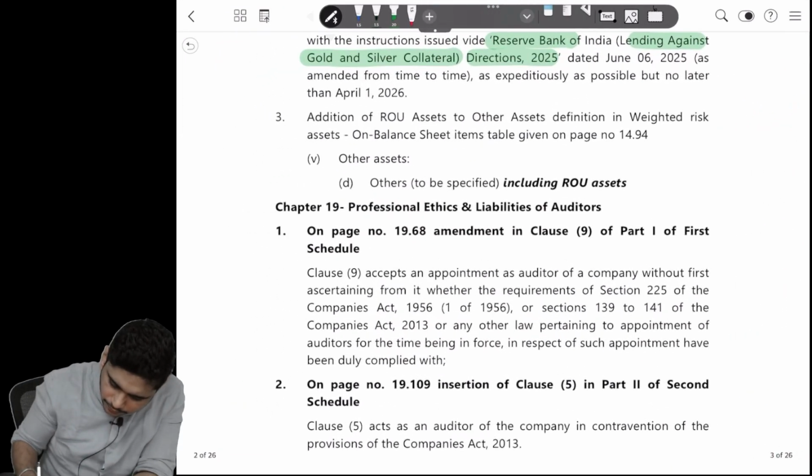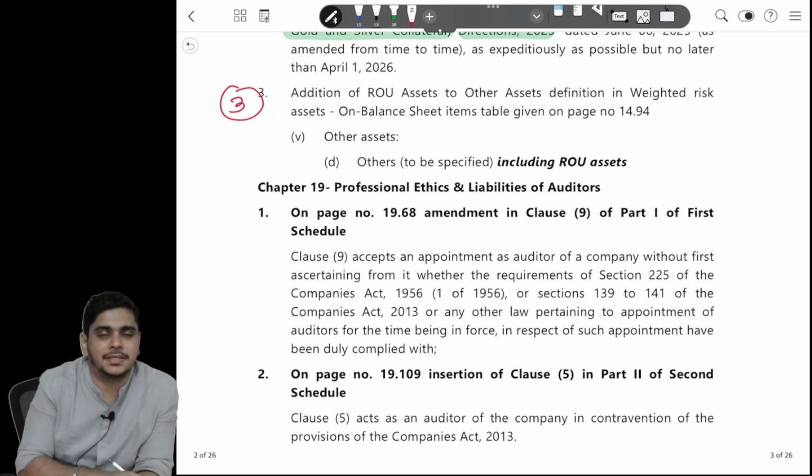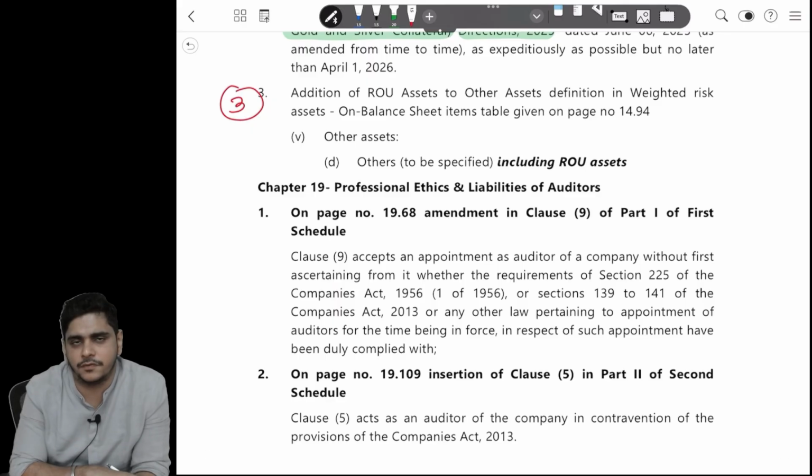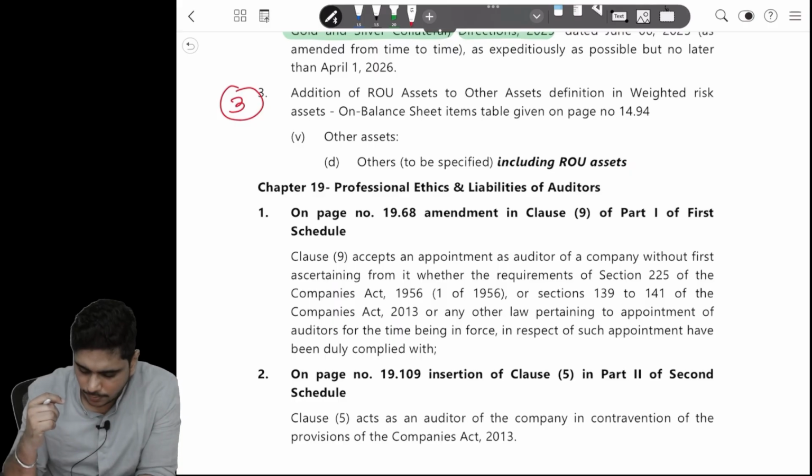Third amendment. It is basically something we have not done in the main book. We have done it from the module. You are supposed to calculate RW. So in RW, what have they added?